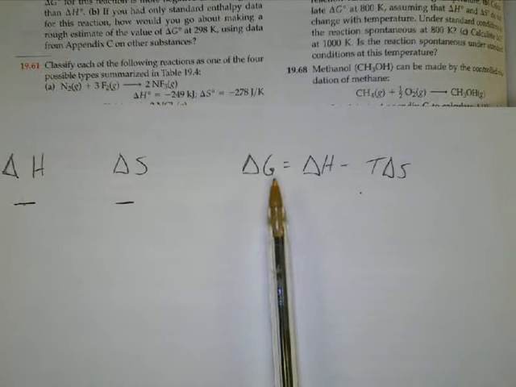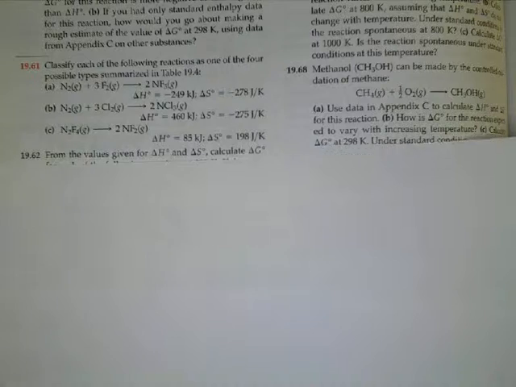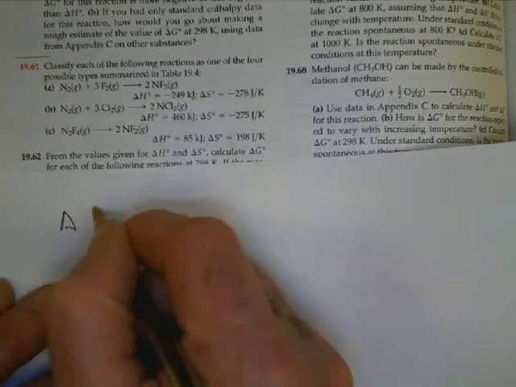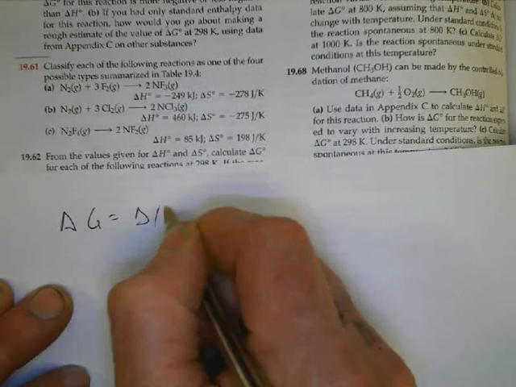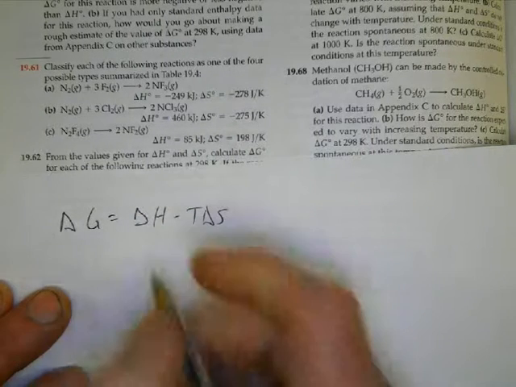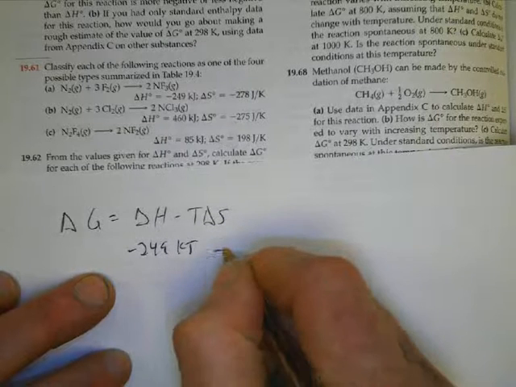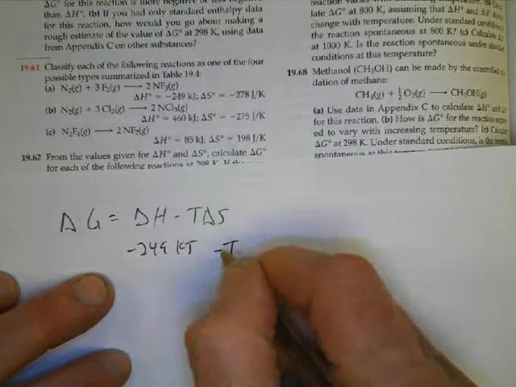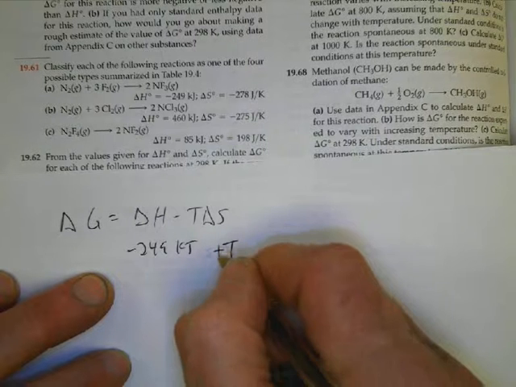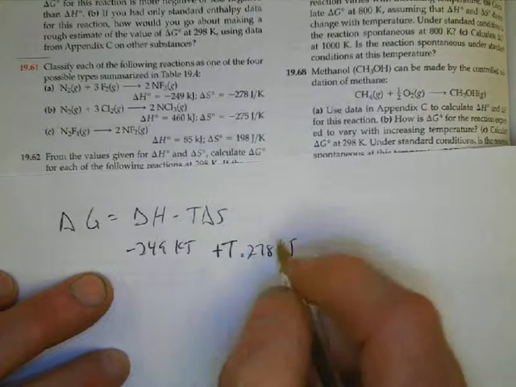So I'm going to work one with you just to see how this works. So delta G equals delta H minus T delta S. Delta H is negative 249 kilojoules. Negative T times negative 278, or 0.278, becomes positive 0.278. Again, I converted to kilojoules by dividing this by 1,000.